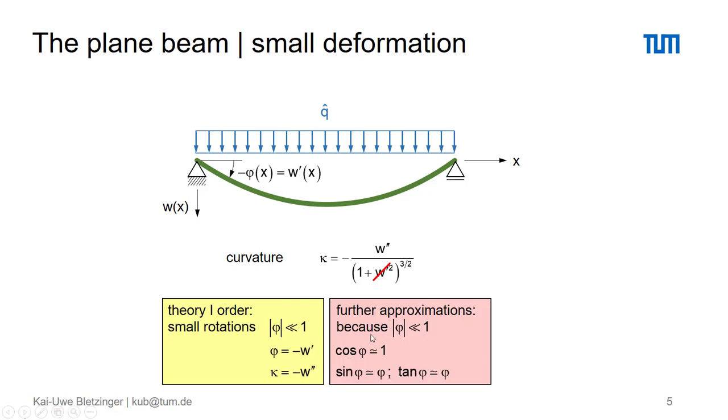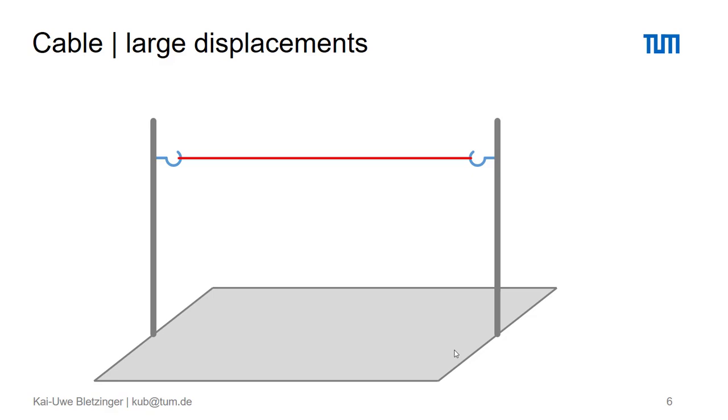A further approximation, which comes from the assumption that the rotation is very much smaller than 1, is that we can take everywhere the cosine of the rotation approximately to 1. And also we can take approximately that the sine as well as the tangent of phi is equal to phi. These are the typical simplifications of theory of first order. And in particular, this approximation creates further problems if we stick to theory of first order going into large deflections. Let's now go to our cables, our cable net, at the very end.